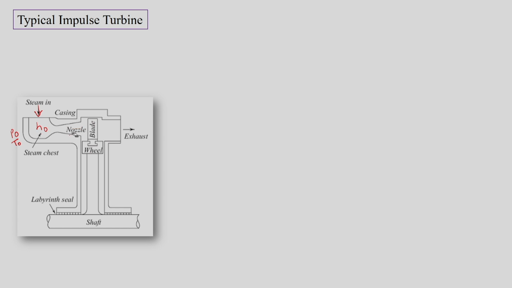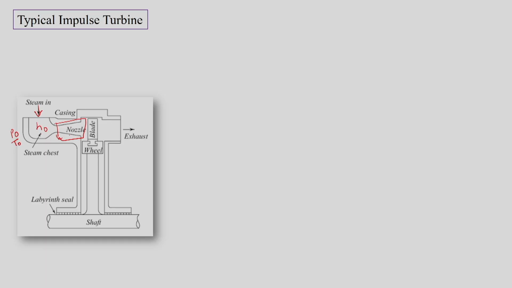Since in the case of an impulse turbine we expect that the whole enthalpy drop required for a stage will take place only in the nozzle, the nozzle or stator is responsible for the complete drop in enthalpy for a stage. However, there is no enthalpy drop going to take place in the blade. Accordingly, the blades will not have any pressure drop taking place. So the whole pressure drop will take place inside the nozzle, and no pressure drop will take place inside the rotor or the blades.